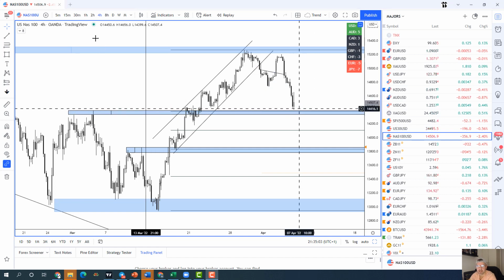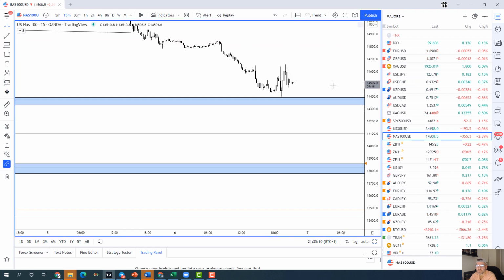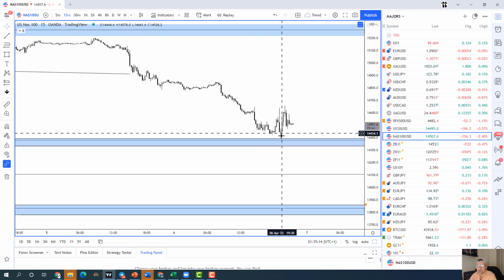That they did, but how can we look to potentially take advantage of the next move? Well, it's all got a little bit messy down here right now. We did tag 14.4 and a few points lower, but if you look at 14.6 to 14.650, this area here, if we get above this tomorrow, then there's going to be a nice opportunity to get long and trade that back up towards the 15.2s.